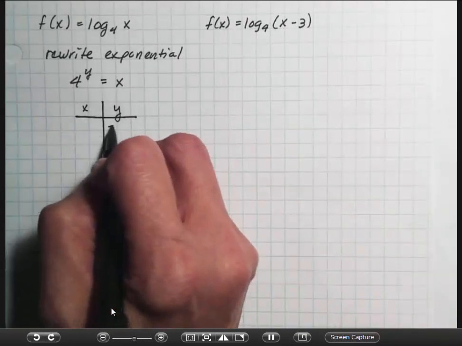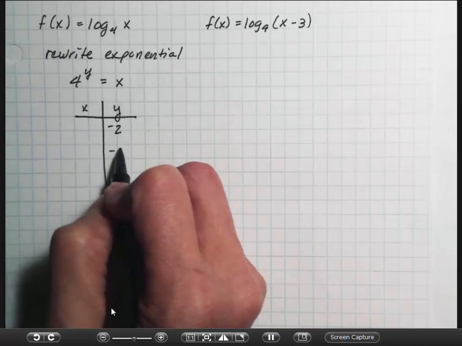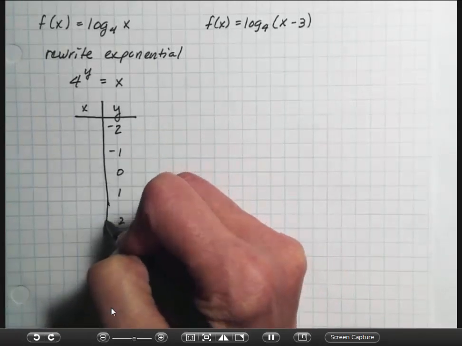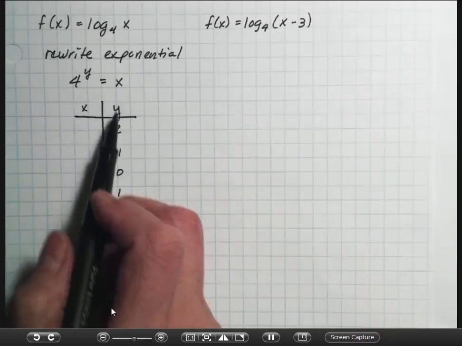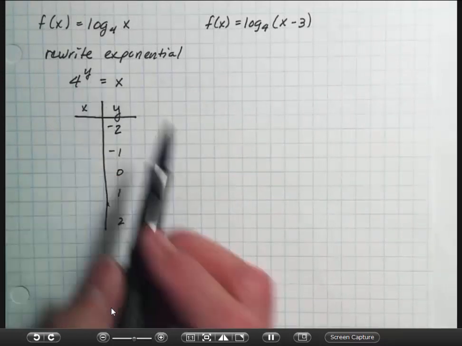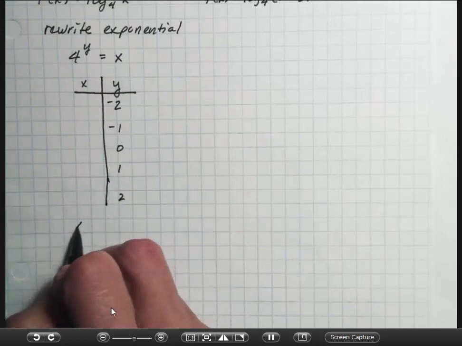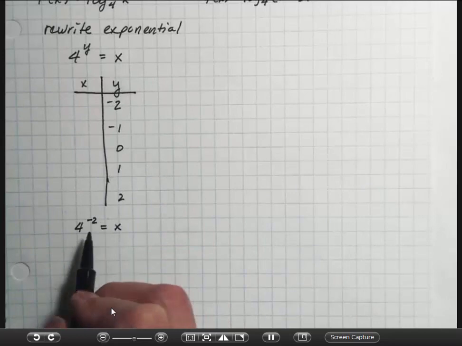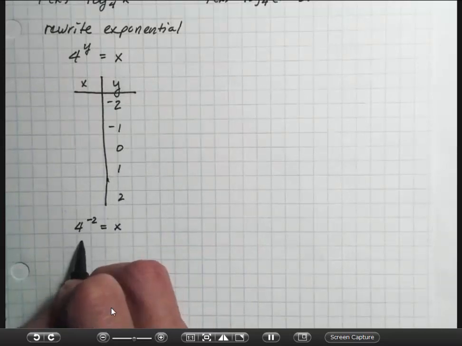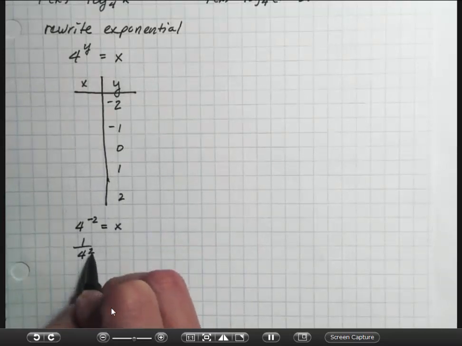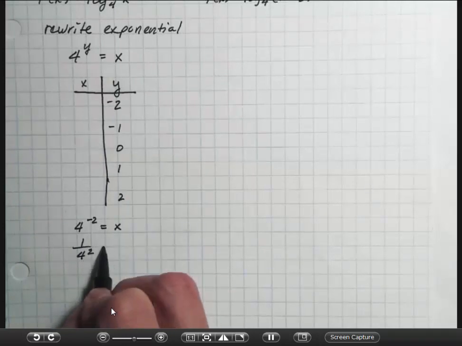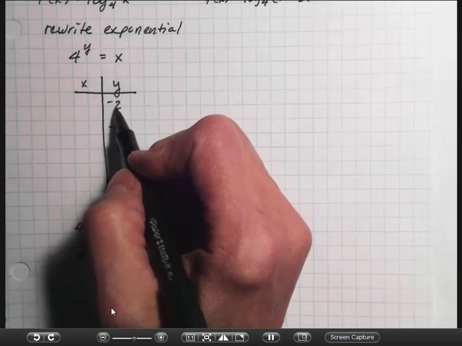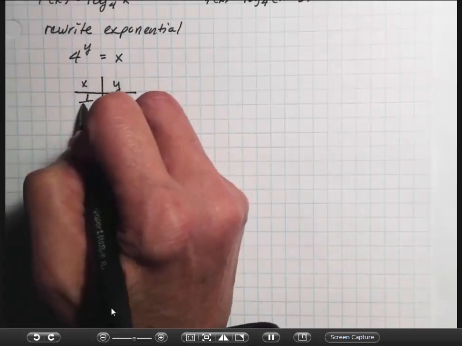So the y values I'm going to pick are -2, -1, 0, 1, and 2. Plugging that in, if y is equal to -2, I would have 4 to the -2 is equal to x. And whenever I have a negative exponent, I can rewrite that with a positive exponent by writing it as 1 over, in this case 4 to the 2nd, which becomes 1/16. So when y is equal to -2, x is going to be 1/16.